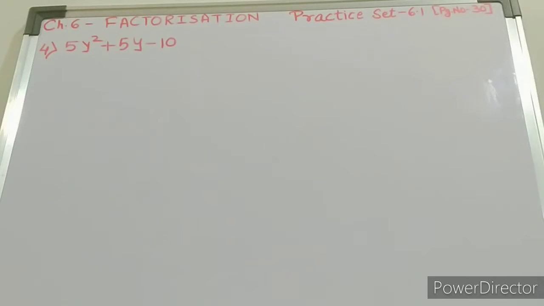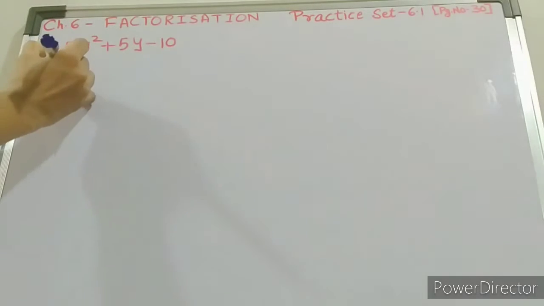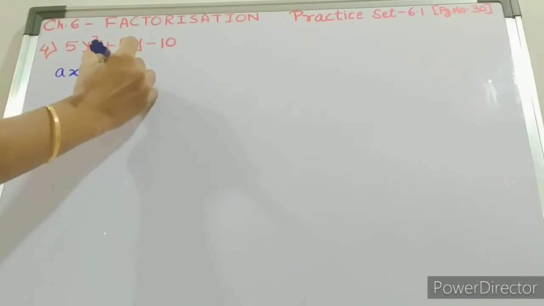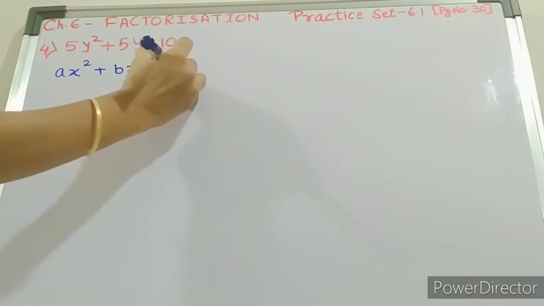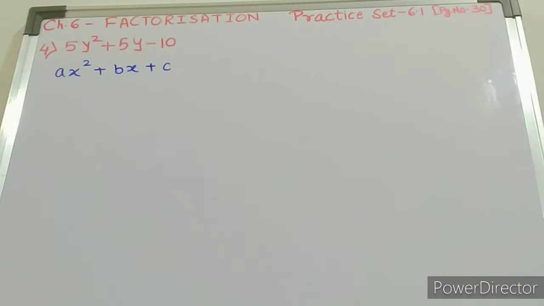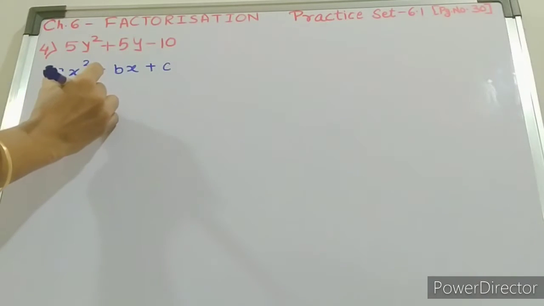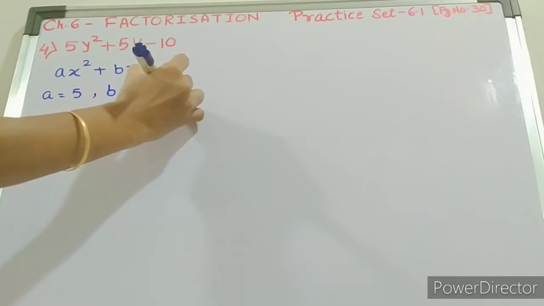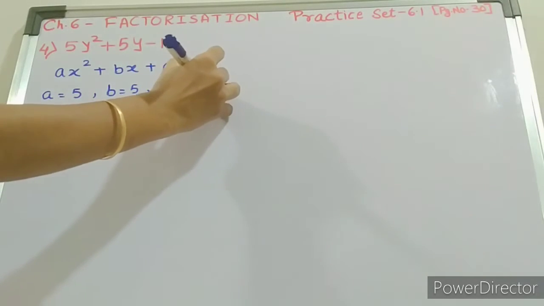Okay, so the next problem is 5y square plus 5y minus 10. Now again what we will do, we will compare this equation with the quadratic trinomial that is given by ax square plus bx plus c. Here instead of x square we are having y square variable. So what are the constant values? For a it is 5, b is given by 5, c is given by minus 10.